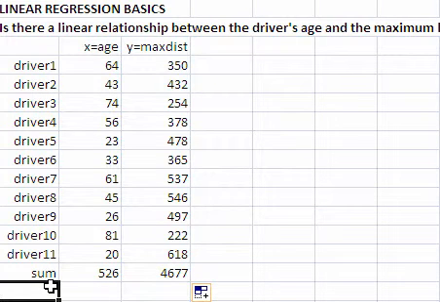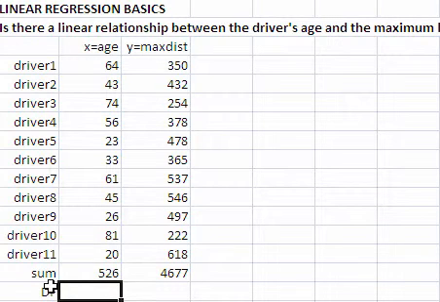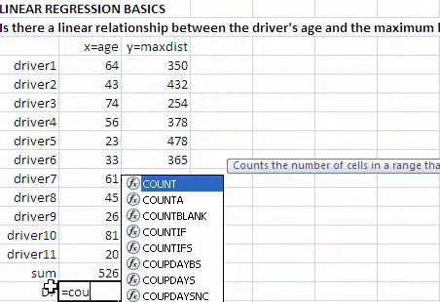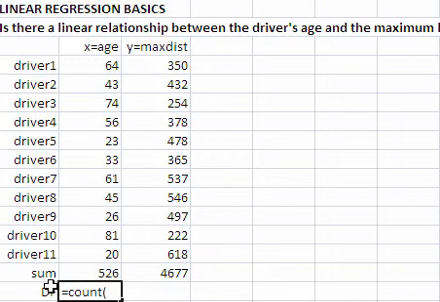Next, we compute the degrees of freedom, in this case the number of observations, which we shall call df, degrees of freedom. In this case it will be n, the sample size, equal to the count of the range.